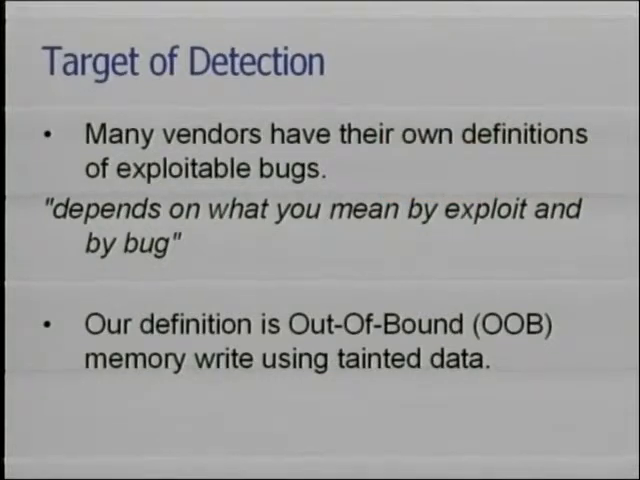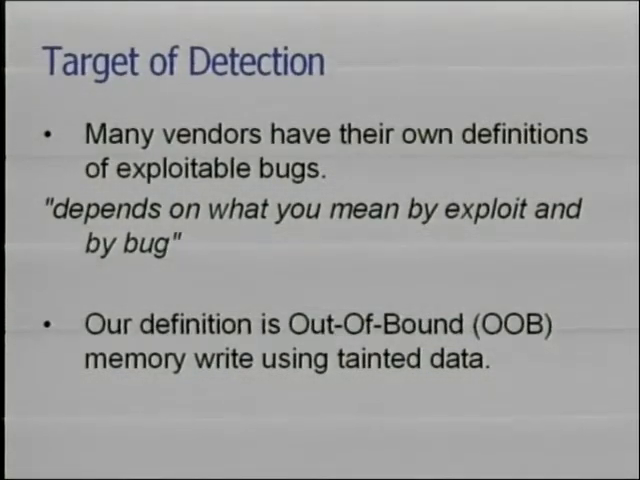So, targets of detection. A lot of vendors have their own definition of what an exploitable bug actually is. If you talk to a vendor, sometimes they'll say, it depends what you mean by exploit, it depends what you mean by bug, because they're trying to up their numbers and say that they catch this or they catch that. All we're looking for, our definition right now, is an out-of-bounds memory write using user-supplied data, tainted data.